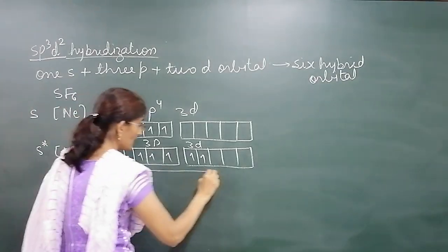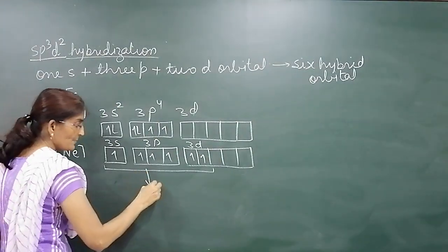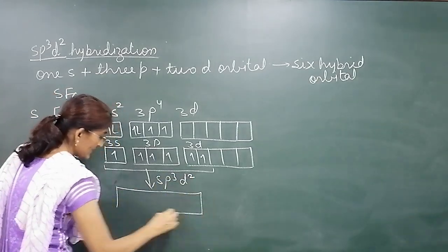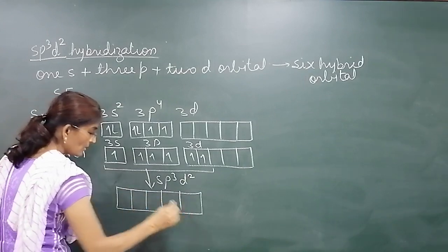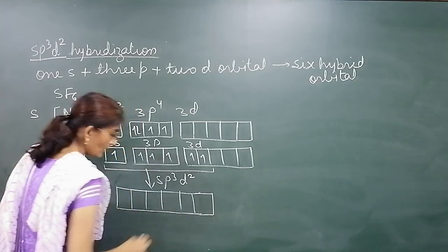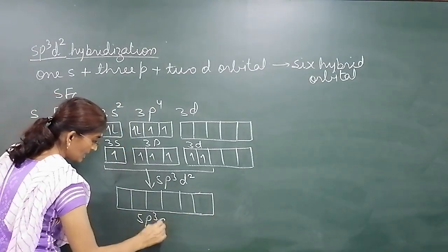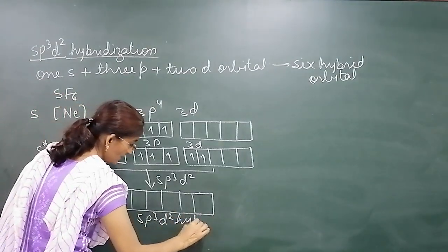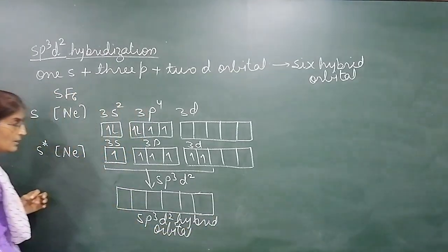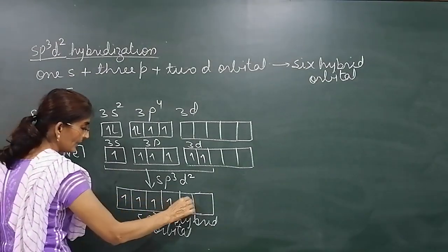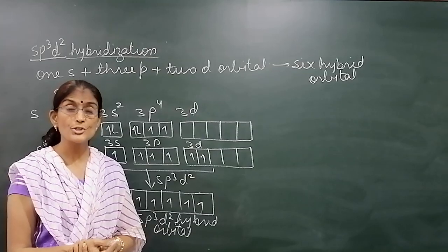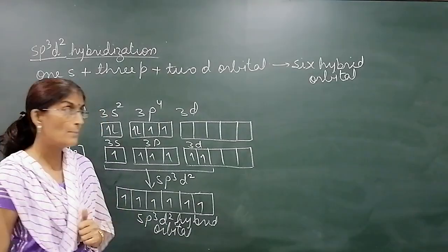These all 6 orbitals undergo mixing. sp3d2 hybridization. How many hybrid orbitals form? Six hybrid orbitals: 1, 2, 3, 4, 5 and 6. These are called sp3d2 hybrid orbitals. They all have an unpaired electron in them. These 6 hybrid orbitals, how will they arrange so that repulsion among themselves is minimum?